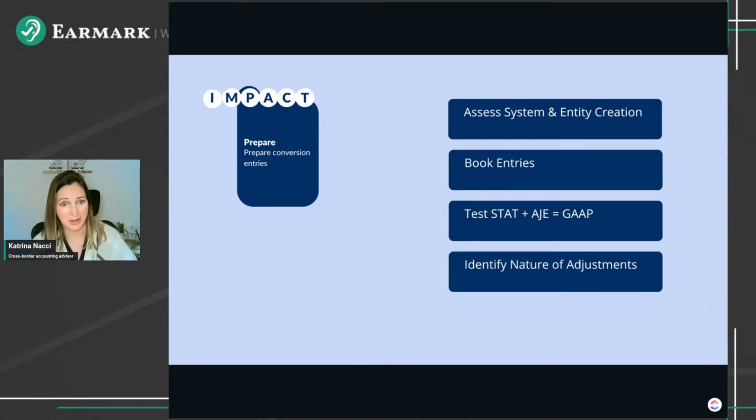The P in IMPACT stands for prepare, which is preparing those conversion entries, which I know we've already discussed. We did the calculations. It's just a matter of making sure we have the right accounts created in the chart of accounts to accommodate that. A lot of times it means setting up new accounts that are more US GAAP specific, for example. But it's also important to assess the system itself and exactly how you're going to book those conversion adjustments. So some more sophisticated multi-GAAP ERPs will have a drop down of which GAAP you're in, so that you can combine or prepare standalone statements across any of the GAAPs that you're operating in.